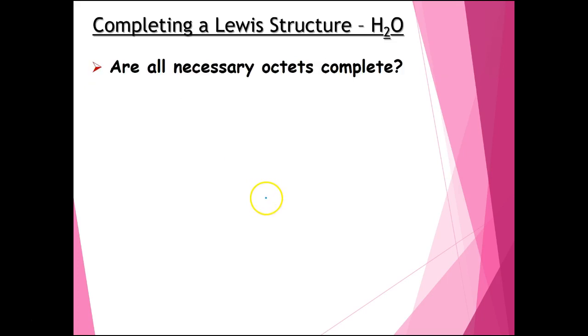Okay? So are all the necessary octets complete? Let's see. H has 2 each, so we see each H has 2 electrons right there. And right there. And O has 2, 4, 6, 8 electrons. So everybody now has 8 electrons available to them, or a duet in the case of hydrogen.